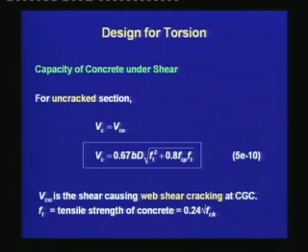The first expression is for an uncracked section. Vc is equal to Vc0 equal to 0.67 b times total depth t times root over ft square plus 0.8 times fcp times ft. Vc0 is the shear causing web shear cracking at CGC. ft is the tensile strength of concrete equal to 0.24 root over fck. Note that this tensile value is larger than that we had used for finding out the torsional strength of concrete.